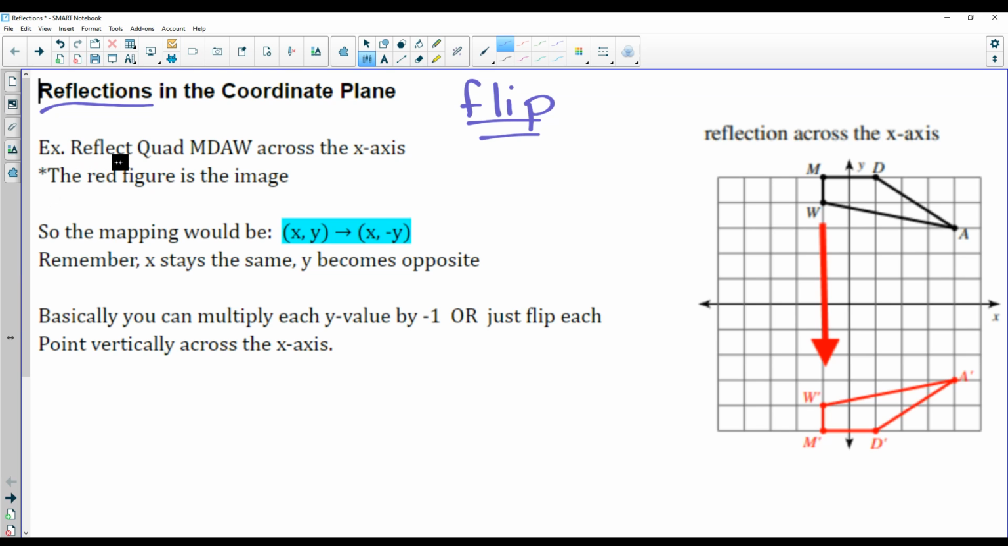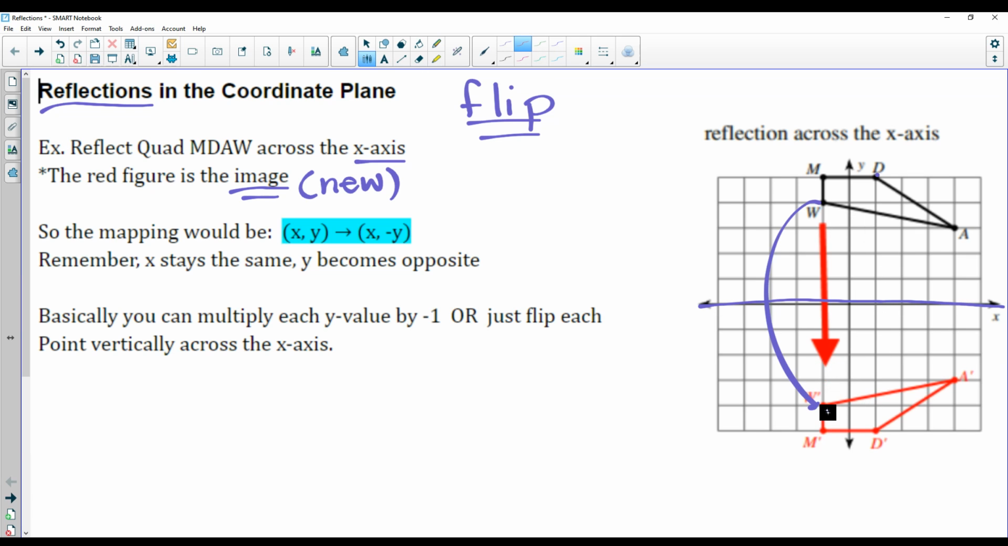So if we're going to reflect quadrilateral MDAW across the x-axis. Now you always have to flip over a line that they give you. And right now we're only going to use the x-axis or the y-axis to flip over, okay? The red figure is the image. Remember, the image is the new shape, okay? So if we take a look at MDAW, it has been flipped over the x-axis, okay?